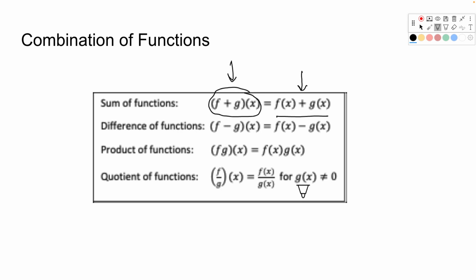Division and multiplication. One of the things we may face is the need to simplify a little bit.